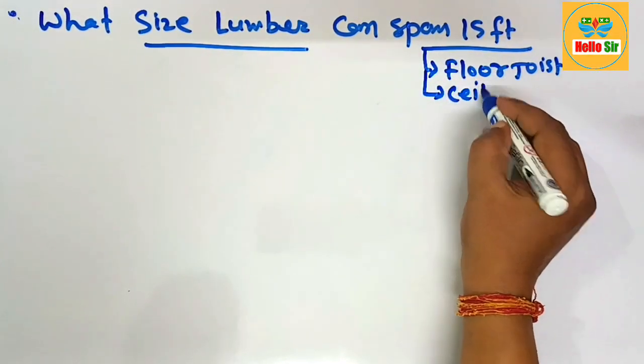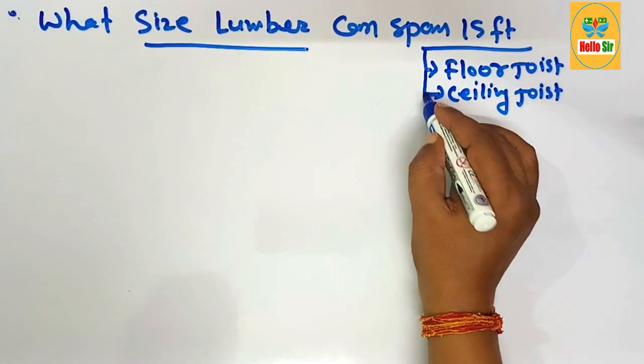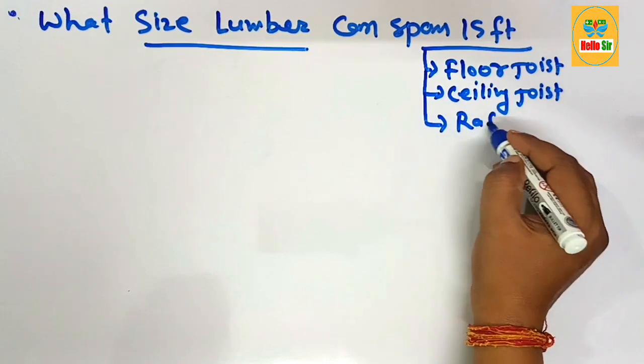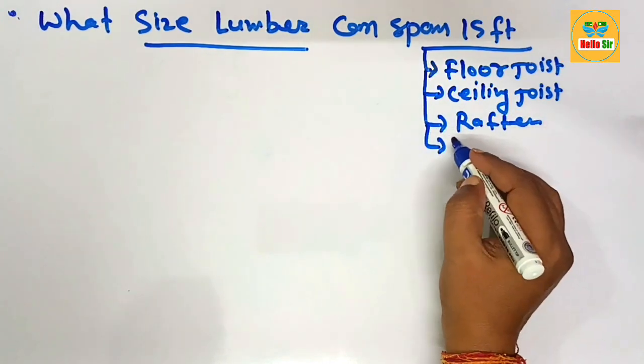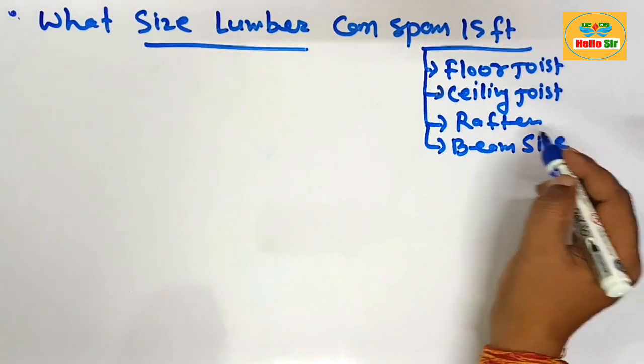The ceiling joist, what size ceiling joist required to span 15 foot distance, and the rafter size and the beam size, what will be beam size required to span 15 foot distance.